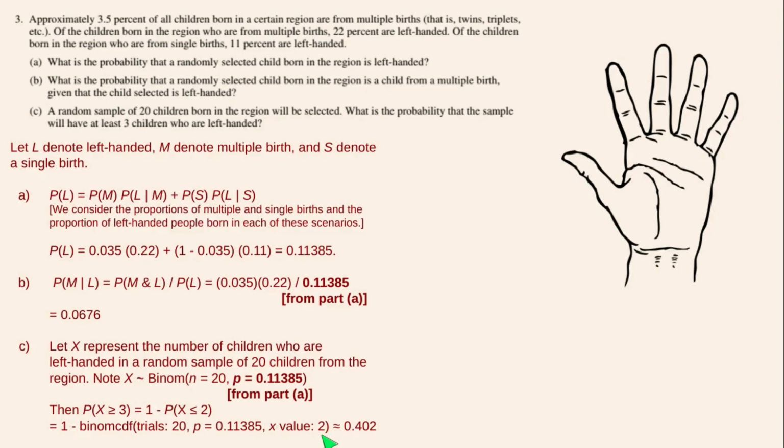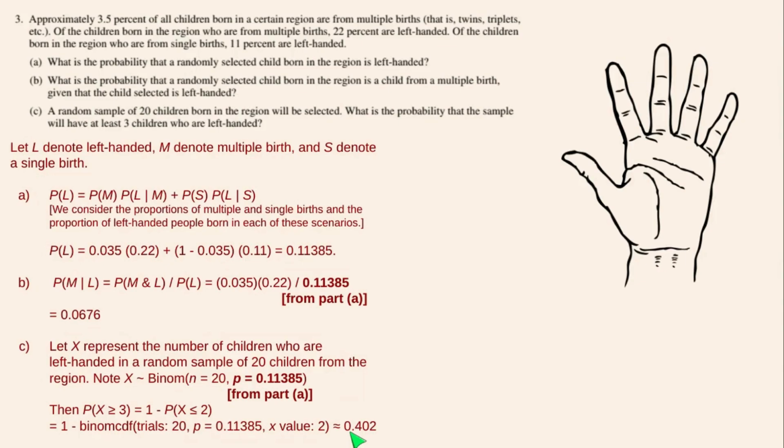If we do 1 minus that, we would find the probability X is greater than or equal to 3. There are 3 or more children in that region out of 20 who are left-handed. And that probability would turn out to be 0.402.